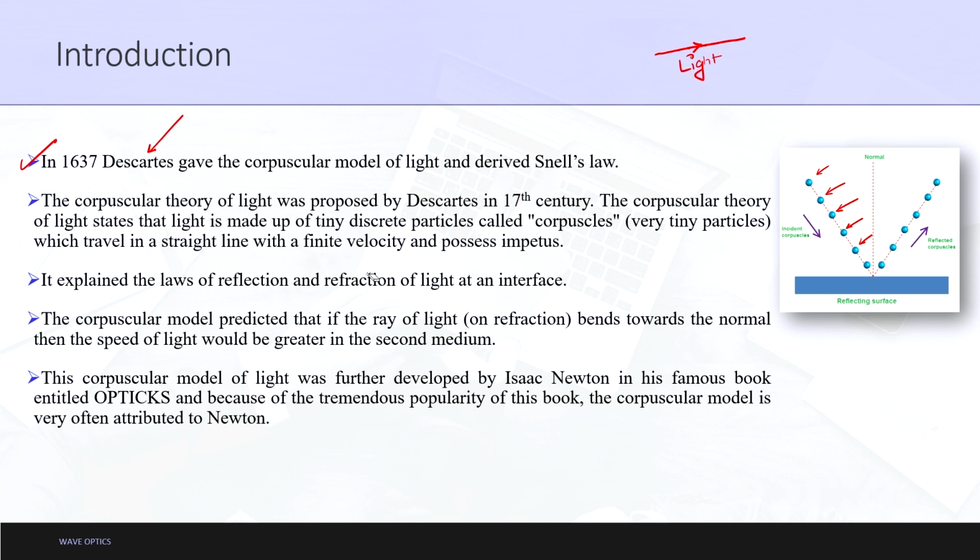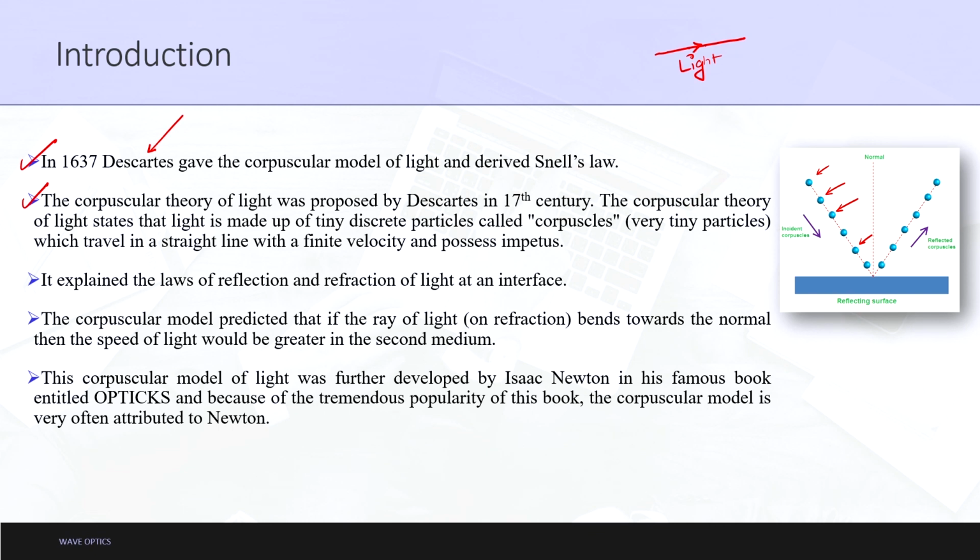So, this was the basic theory which initiated the concepts of light, and the concepts of refraction and reflection. As you can also see in the right-hand figure, the law of reflection is shown here. Incident corpuscles falling on a reflecting surface and then going in this direction show that light travels along a path where the angle of incidence is equal to the angle of reflection. So, this was the corpuscular theory of light.